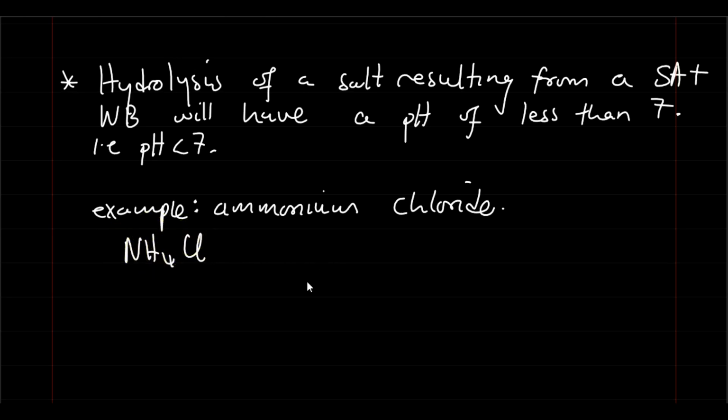So now ammonium chloride, the hydrolysis of ammonium chloride. What happens is this: if ammonium chloride is added to water, it will dissociate to form NH4 plus and Cl minus. Okay, so now these NH4 plus ions, these ammonium ions, they will be ionized.